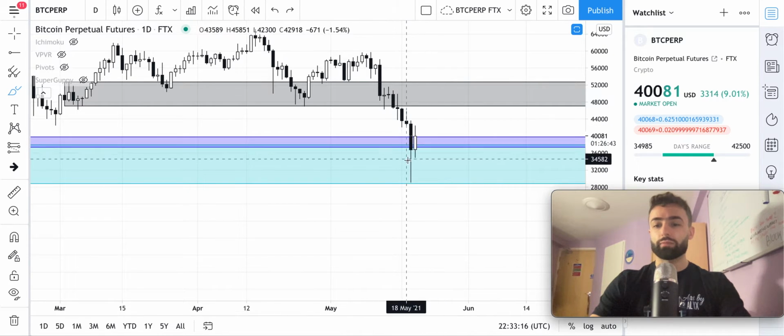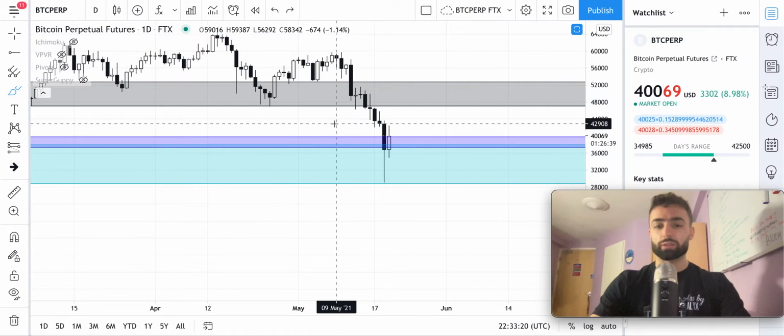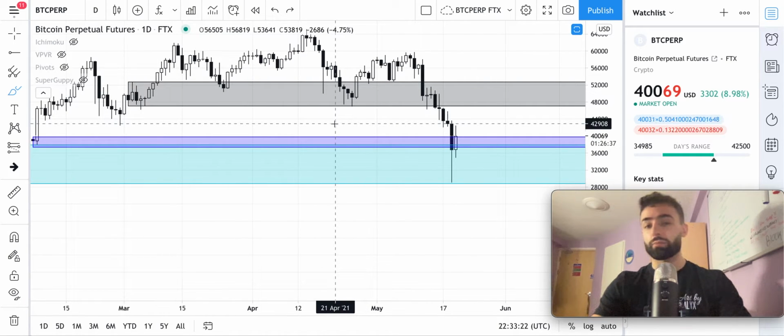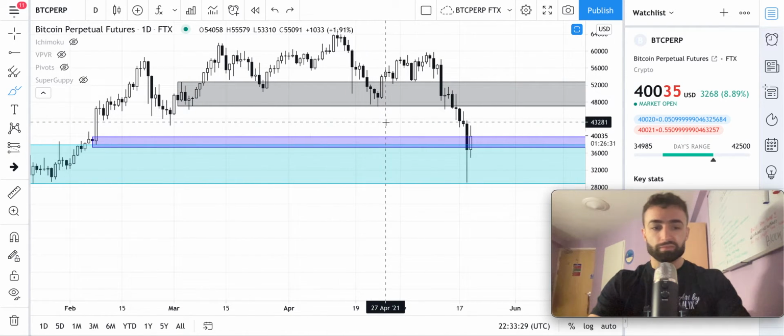But we need that time frame. First things first, we need to change this on these lower time frames before we can zoom back out to the monthly and the weekly and see if our higher time frames are starting to look bullish.